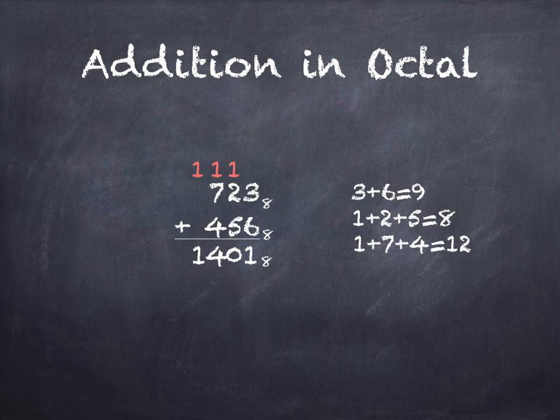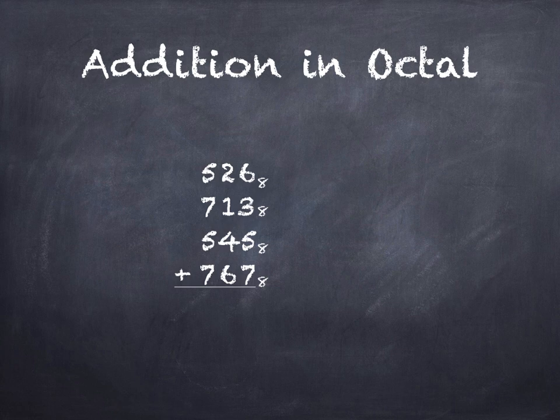Let's look at another example in octal. Now we have four numbers: 526 in base 8, 713, 545, and 767, all in base 8. What we're going to do again is look at the first column, the one on the right. We need to add those numbers. So we have 6 plus 3 plus 5 plus 7, and that's all equal to 21.